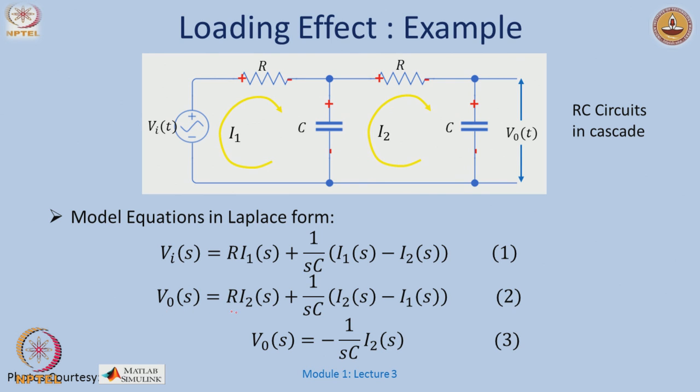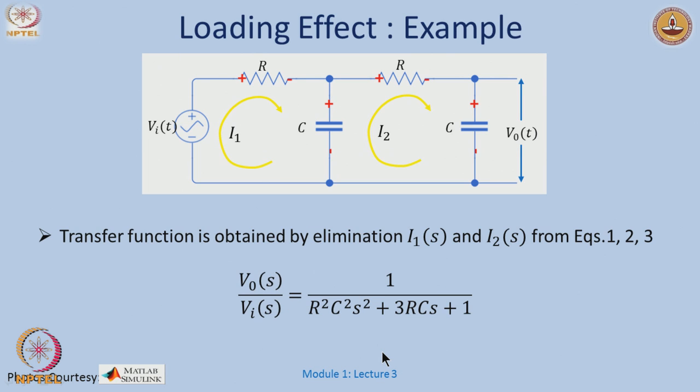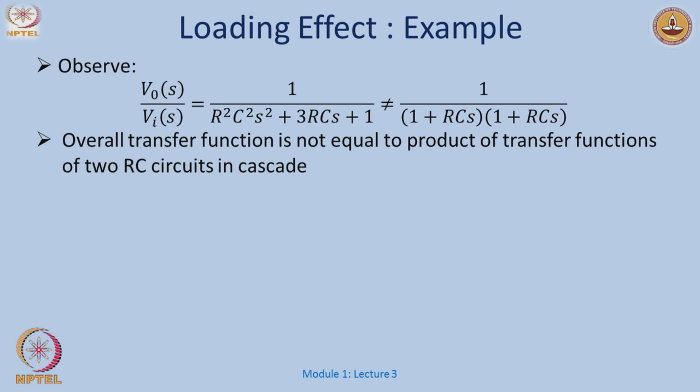Similarly, I could write down the expression for VO, and VO explicitly written down is in this form. Now, I do all the math, and the transfer function obtained by just eliminating I1 and I2 would be simply like this. And this is not equal to the product of the individual transfer functions. The overall transfer function of this system is not equal to the product of the transfer functions of the 2 individual RC circuits, even though they seem to be in cascade. Okay, what is going wrong here?